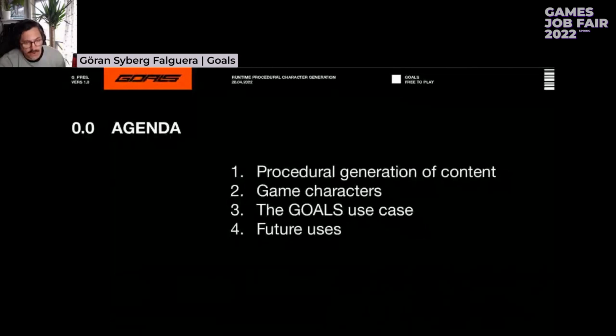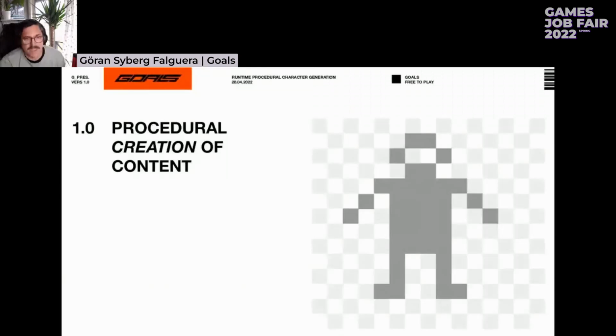So, procedural creation of content. Note that I'm not saying generation now, that comes later. Procedural creation of content is probably easiest to explain by talking about what is not procedural creation. The opposite of procedural creation is sometimes referred to as pixel by pixel or manual creation of content.